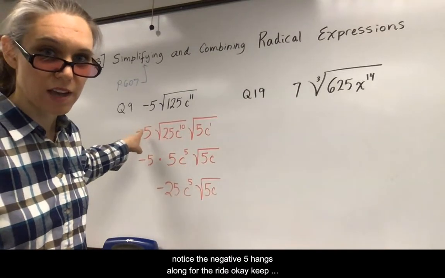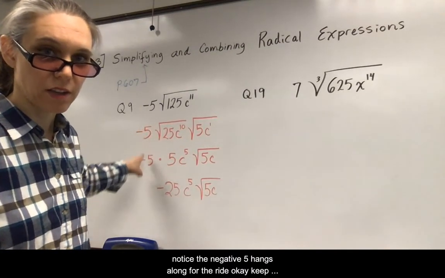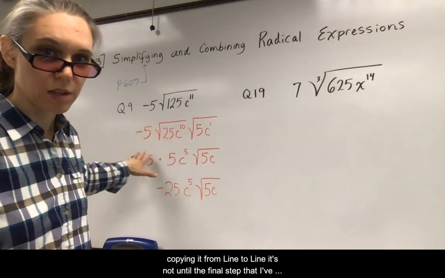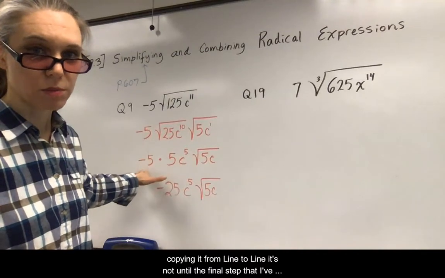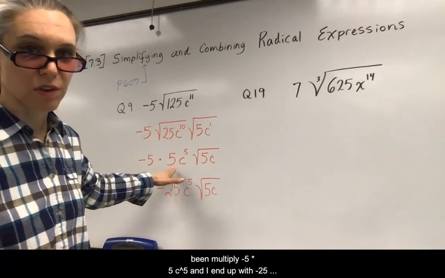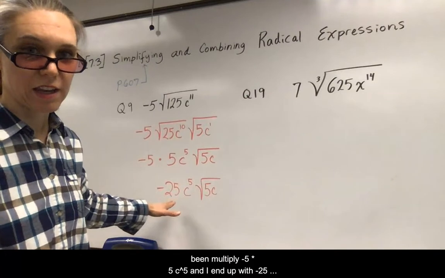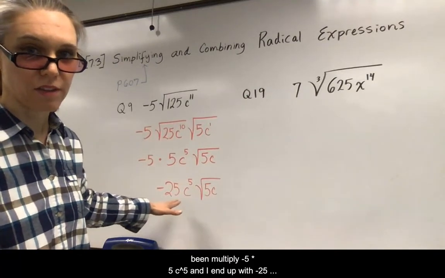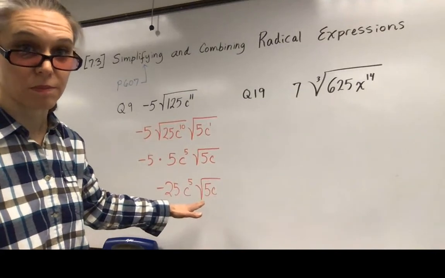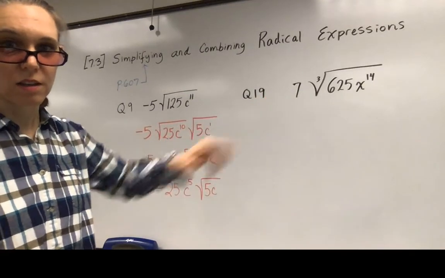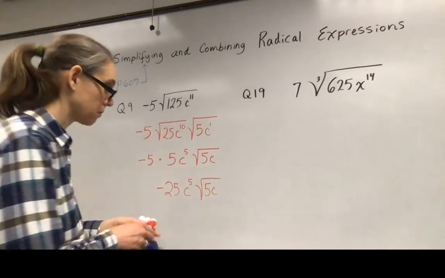Notice the -5 hangs along for the ride. Okay? You just keep copying it from line to line. It's not until the final step that I then multiply negative 5 times 5c to the 5th power, and I end up with negative 25c to the 5th power times the square root of 5c. Now I will simplify question number 19.